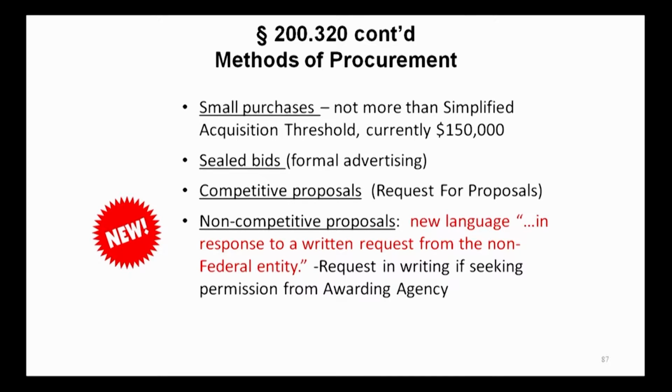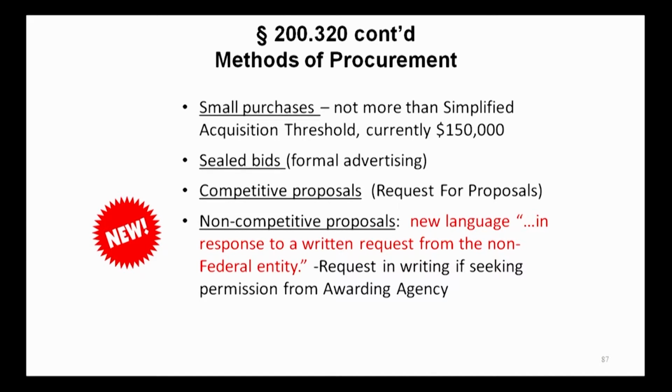And really, for our programs here in ONAP, there's really no significant change here. The simplified acquisition threshold for small purchase procedures is $150,000. That was not changed. It remains at $150,000. And all that's required here is that you get bids from an adequate number of qualified sources. How you define the required number of qualified sources is something that should be identified in your procurement policies and procedures.